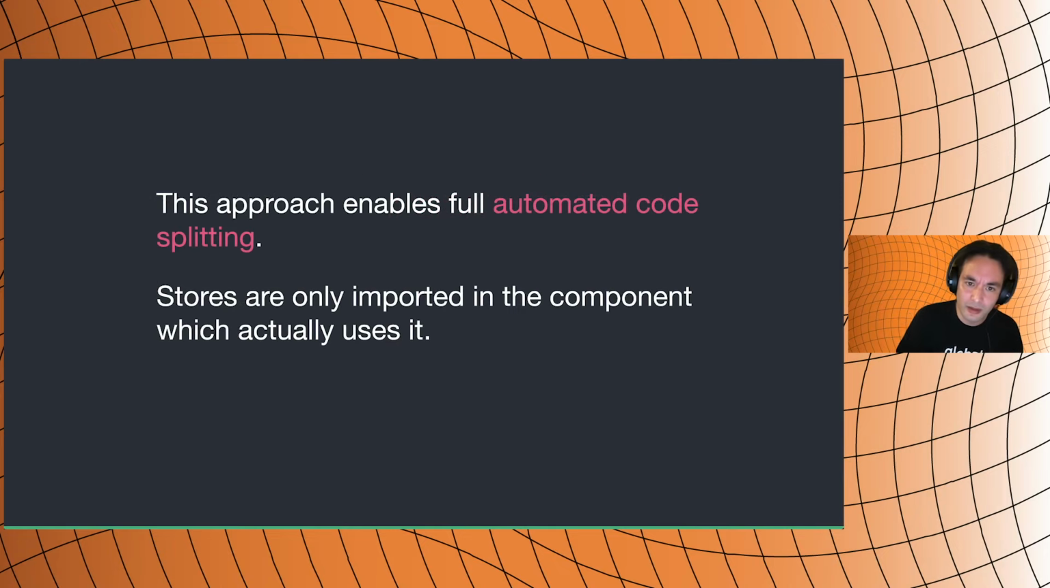Now, the benefit of using this vuex.store approach is that it enables automated code splitting. So stores are only imported in the component which actually uses them. So your bundlers like Webpack or Rollup can simply strip the unused stores from the bundles, so you can reduce the bundle size. This happens completely automatically and is transparent. You don't have to register a module or anything anymore. You can just use the store at the place that the store is required, and it's automatically code split.